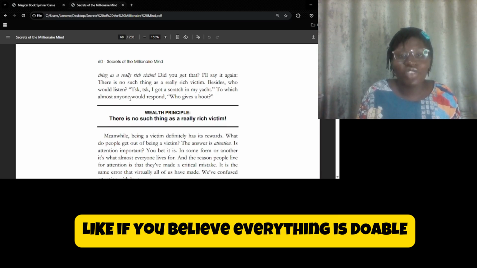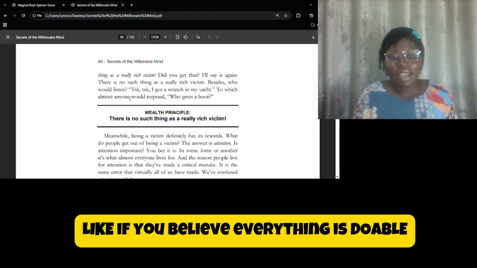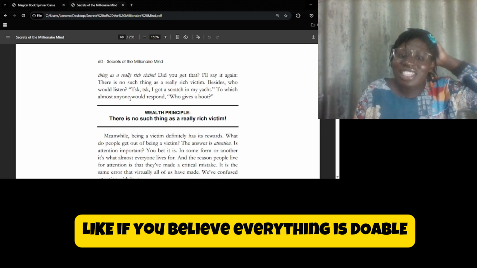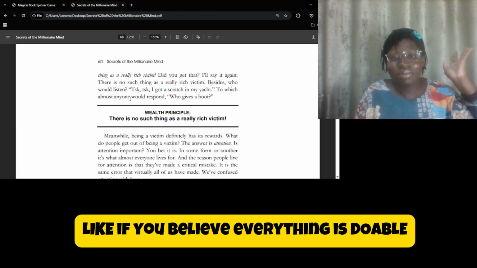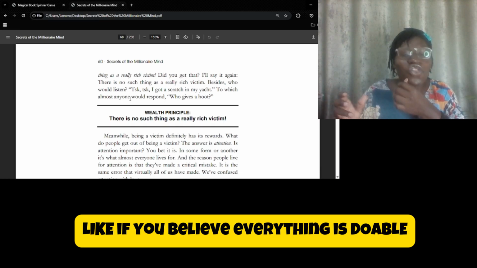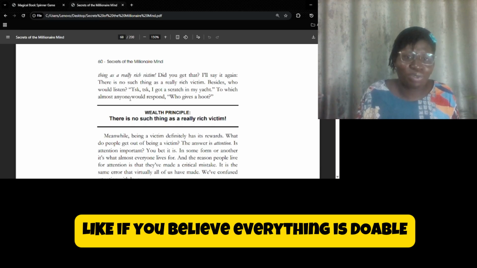You remain being a victim because, I'm going to relate it to a dopamine release, your dopamine is released when you see other people show love to you. As I have mentioned, your kind of stories. But you shouldn't be a victim. You should actually look forward to getting out of that. That's why this principle says there is no such thing as a really rich victim. That means there is no person with a victim mindset who is actually rich.